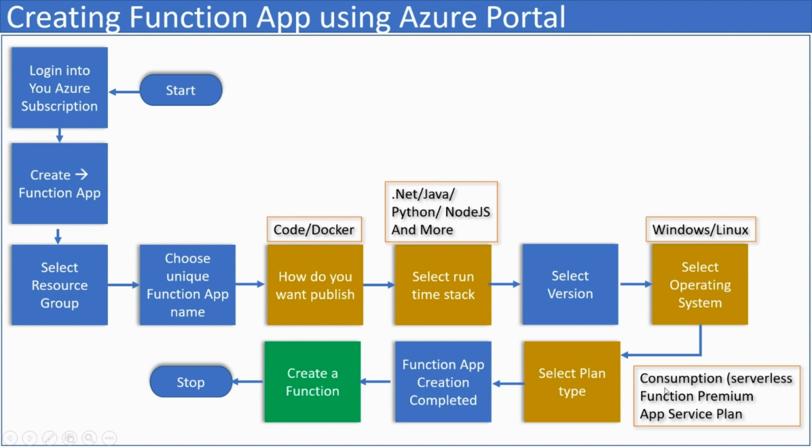After the selection, you need to select the pricing plan type. There are three different types, which we will see in detail in the succeeding slide. One is a consumption based one. Second one is a premium service plan. Third one is the app service plan. And then once this plan is selected, you are good to go for creating an Azure function.